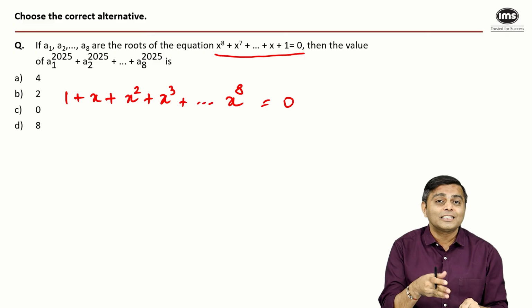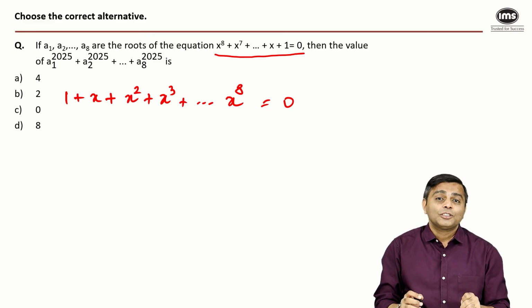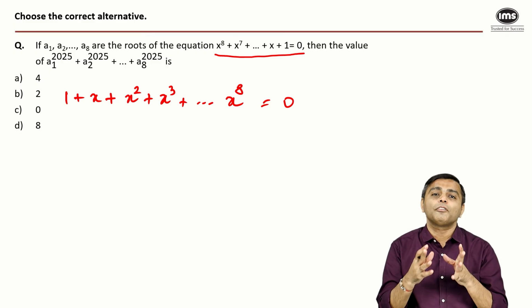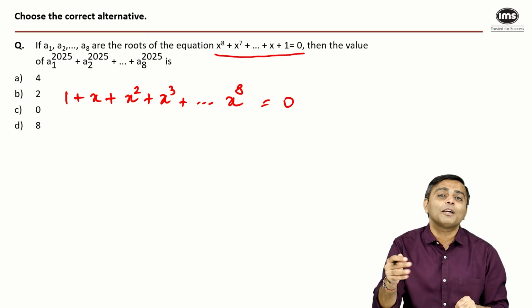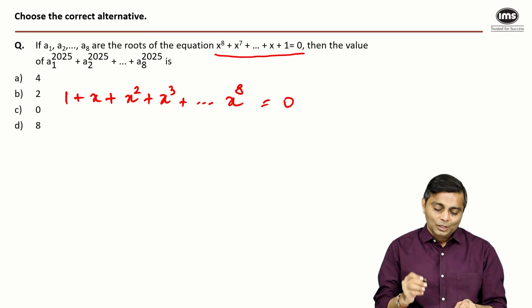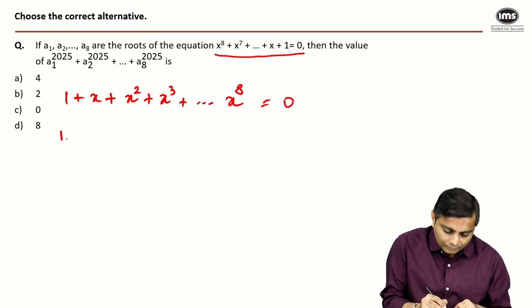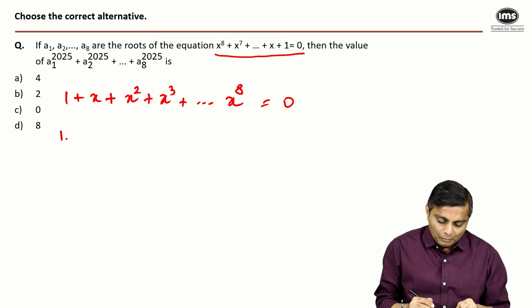We are multiplying successively each term with x and reaching the next term. Correct? So this is nothing but the sum of a GP, which is given equal to 0. So we can just apply the simple sum of the GP formula. What is the sum of the GP formula? A times... A is the first term, so it is just 1 times.